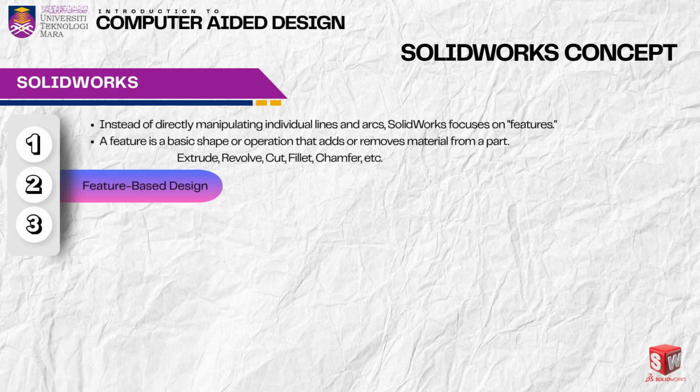Some common examples of features include extrude, which pushes a 2D sketch into a solid 3D shape; revolve, which spins a sketch around an axis to create round or cylindrical parts; and cut, which removes material from a solid body. You will also frequently use features like fillet, which rounds off sharp edges for smoother transitions, and chamfer, which bevels corners at a defined angle and distance.